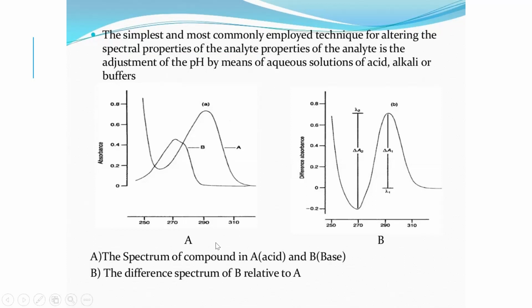So consider the absorbance of the compound in acidic medium and basic medium. The spectrum is drawn between wavelength and absorbance. This is the spectrum of the compound in acidic medium, and this is the spectrum of the compound in basic medium. This is the difference between these two spectra. The simplest and most commonly employed technique for altering the spectral properties of the analyte is adjustment of pH by means of aqueous solutions of acid, alkali or base.